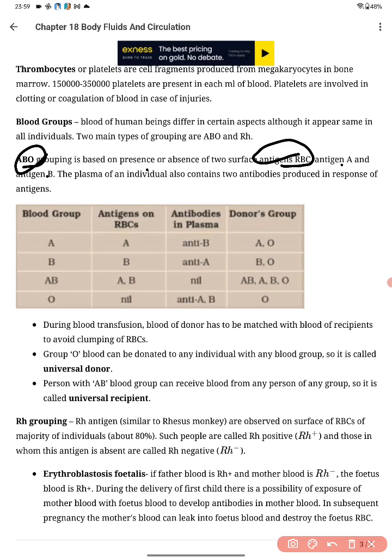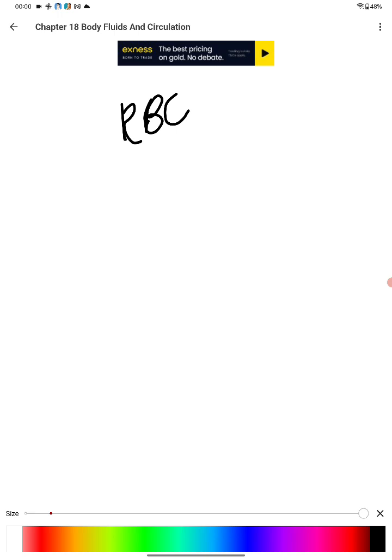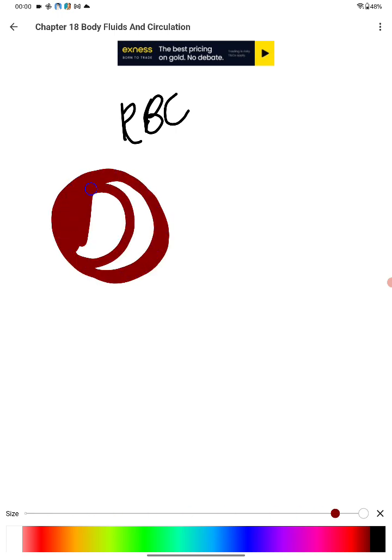The plasma of an individual also contains two antibodies produced in response to antigens. So RBC has the antigen, plasma has the antibody. But see what kind of antibody is there. See, if RBC is there, so this is the RBC.